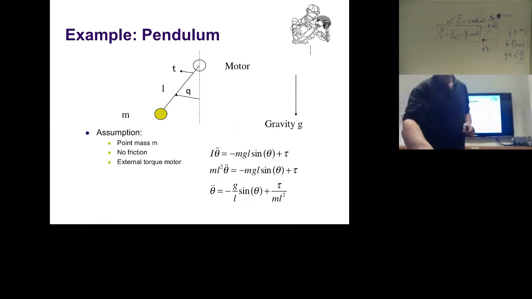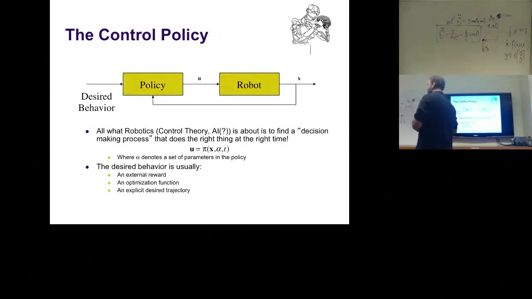So let me move on to the next slide. The next component we need is the control policy. And let me see. The control policy is now about what the computer computes to send to the robot to make the robot have a desired behavior.